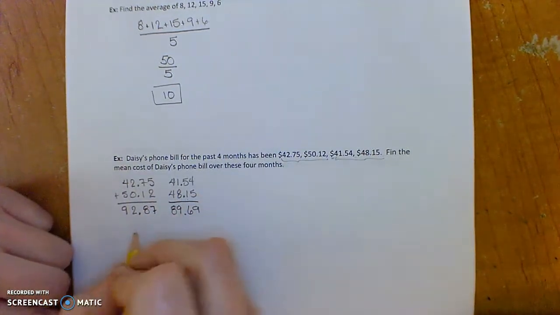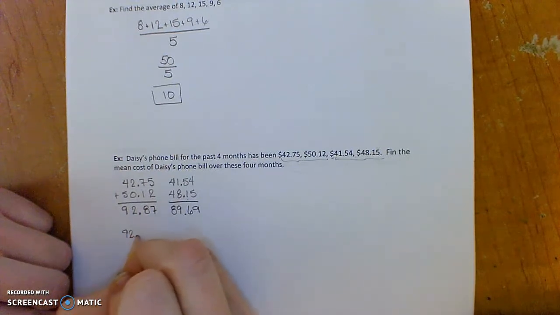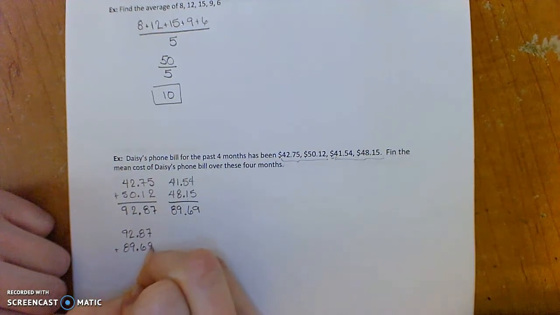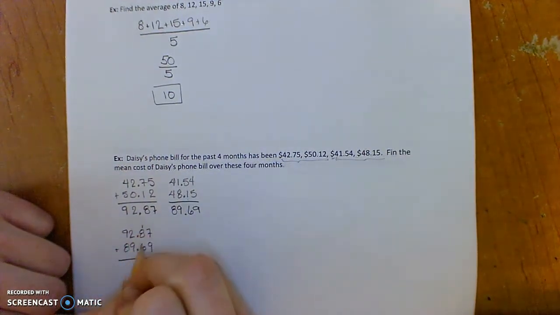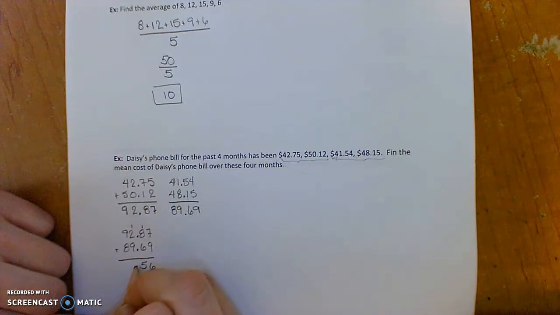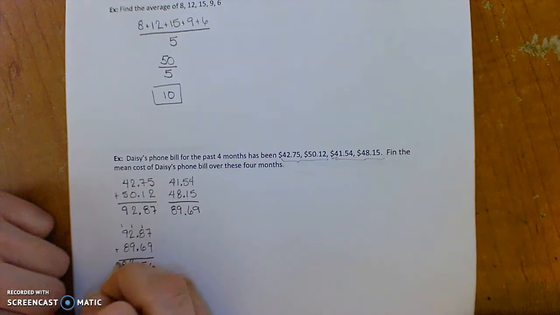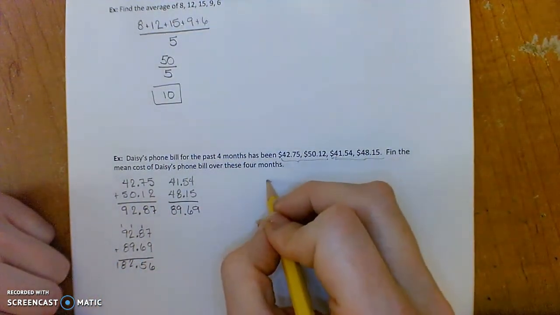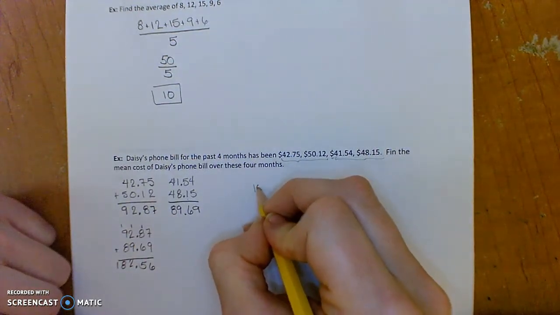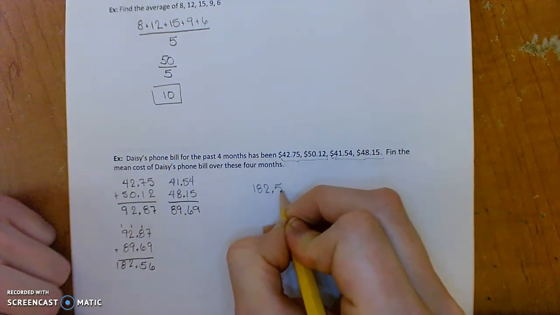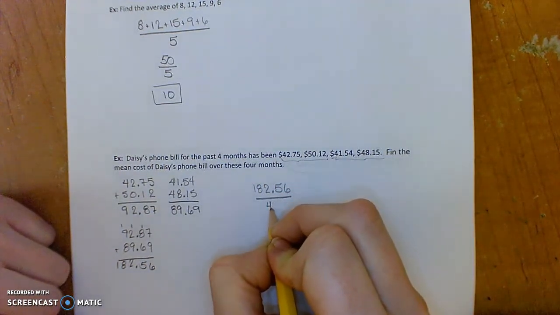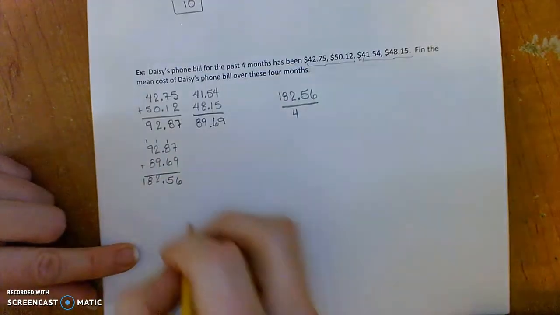And then we have to add these together. So 92.87 plus 89.69. So it's 14.15, 12, 17.18. So I get 182.56. So from all of this, my numerator is $182.56, and we need to divide by those 4 months. So let's do that calculation.